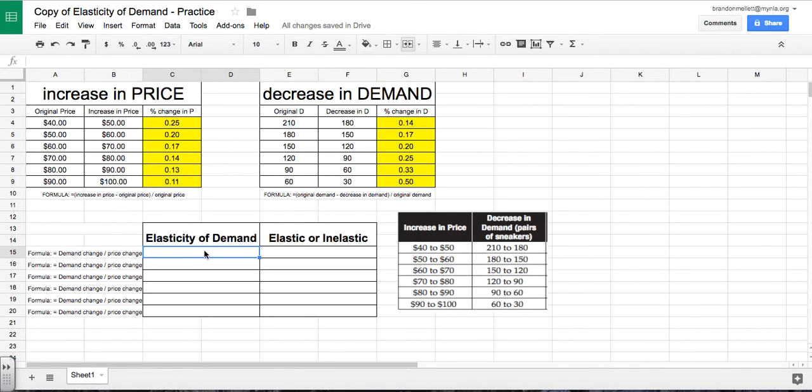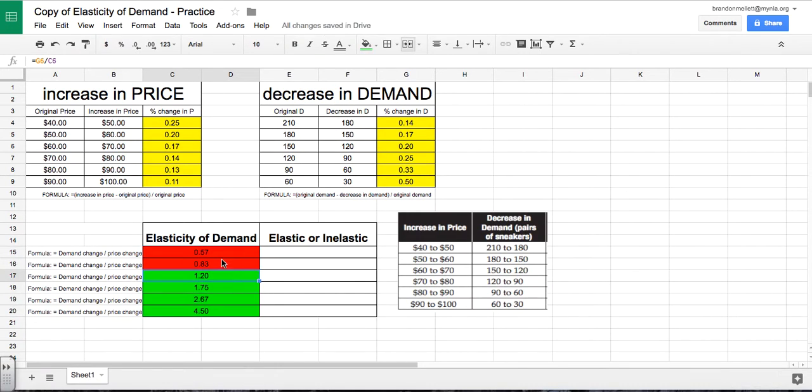The formula is quite simple. We go equals. Again, the formula is provided here. We're doing the demand change, so we click on that cell, and then divide by the price change. Enter, and it's 0.57. The reason it turned red is because we already designed the spreadsheet to turn a certain color. If it's red, it means it's inelastic. If it turns green, that means it's elastic. Let's copy this formula all the way down.